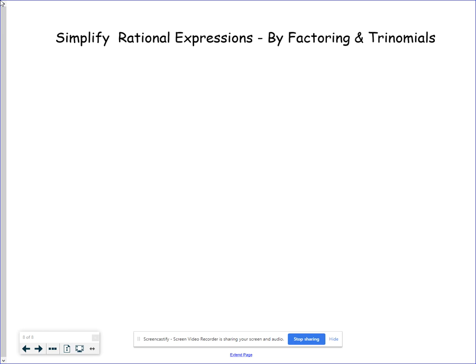So yesterday we saw how we simplify rational expressions by factoring using GCF and then just canceling out common factors. So we're going to do some more of that today. The problems we're doing today are a little more complex. So let's start off with this. Let's say we have this example.